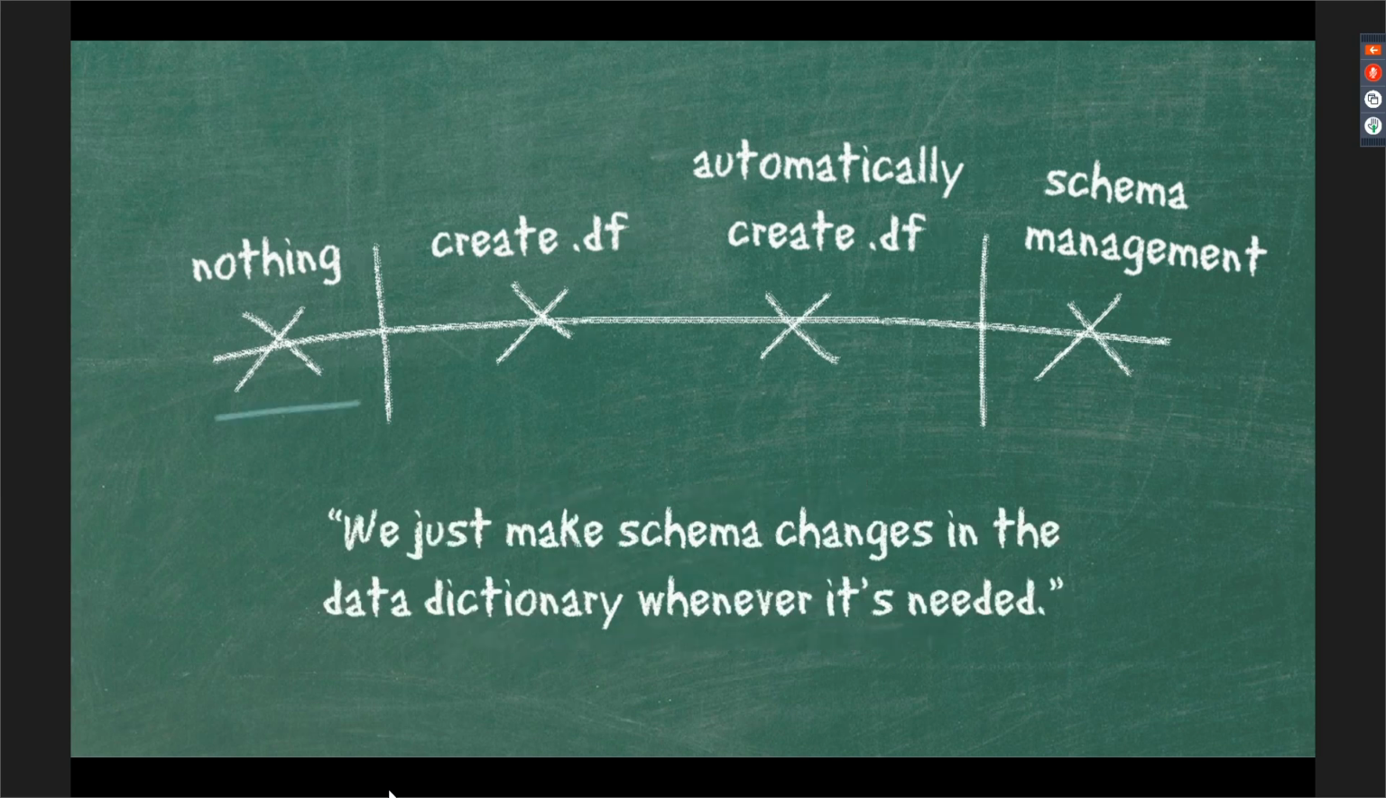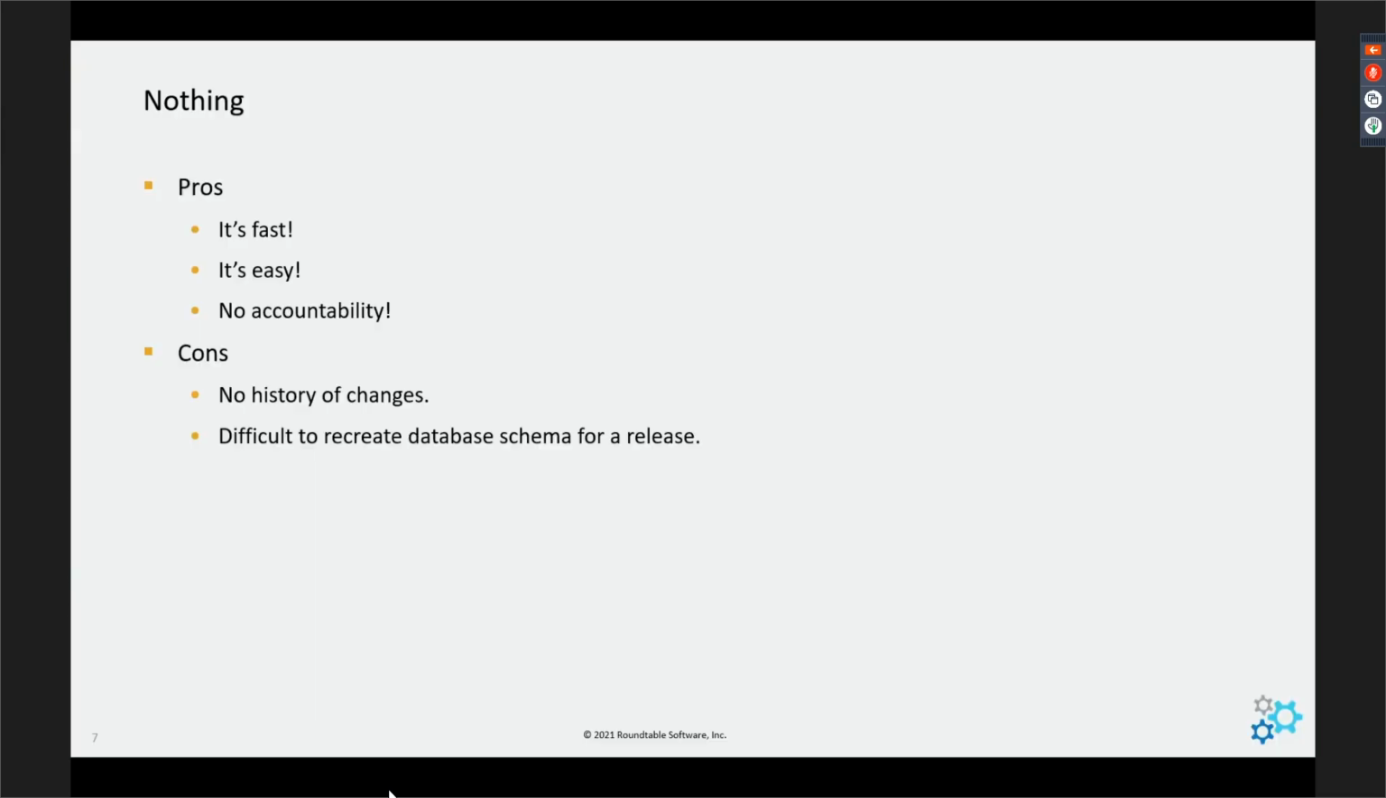So one of my personal favorites, and I'm sure many of you have this favorite, is when it comes to schema management, nothing. We just make our schema changes in the data dictionary whenever it's needed. I'm sure that might sound familiar to some of you, but is that really a great thing? So what are the pros of doing nothing? Well, it's certainly easy. It's fast. There's no accountability. I mean, that sounds great, right? Just go in, make some changes, compile your code, you're done with it.